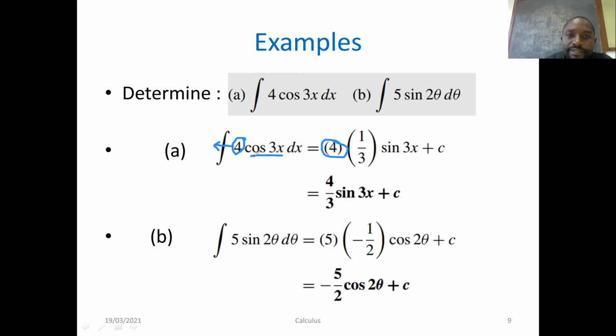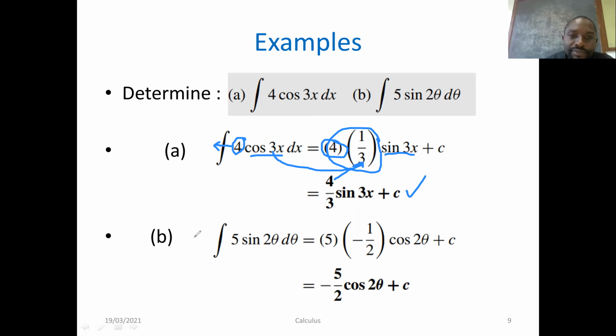And then integrating cos 3x gives us sine 3x divided by the 3, which is coming from there. So you divide it here, then simplifying this part of the equation, we're going to get 4 over 3 sine 3x plus c as the integral.